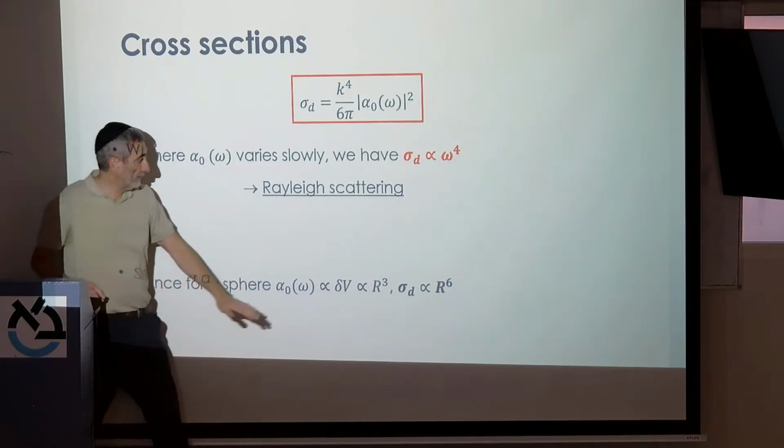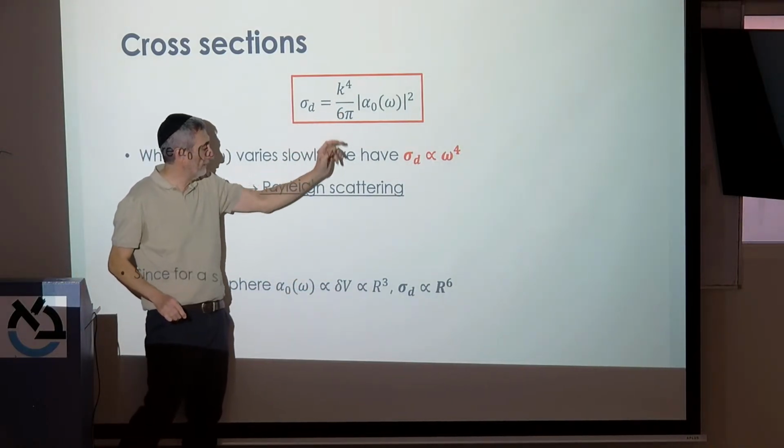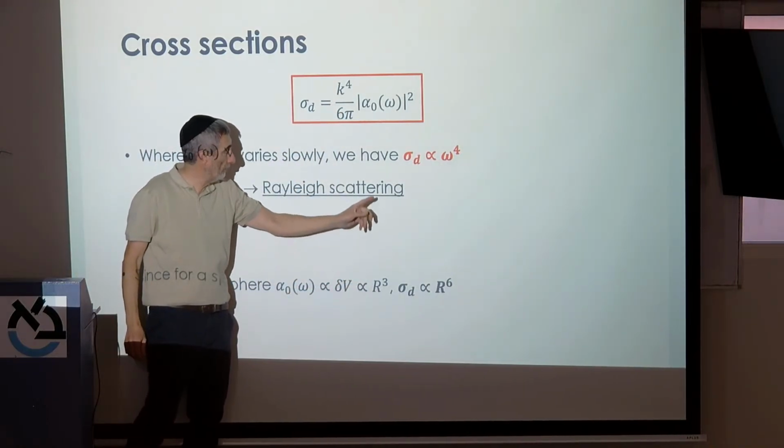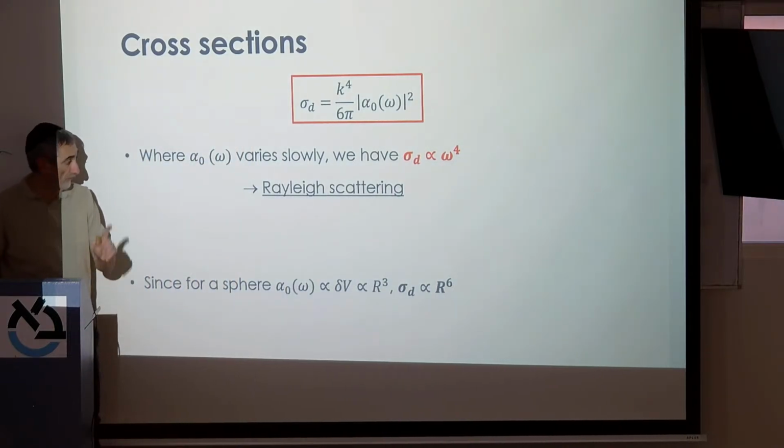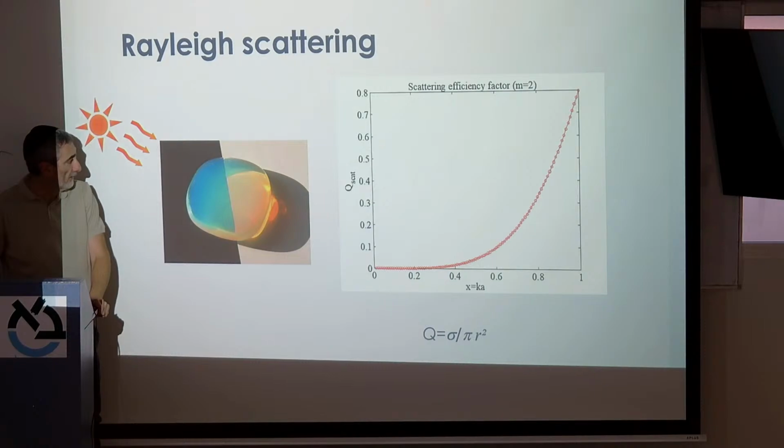So you have to be careful. Even if the wavelength is large, even if omega is small, it also depends on the size to the power 6, the size of the scatterer. So it has to be a small scatterer compared to the wavelength. Okay, so that's typically the Rayleigh scattering.